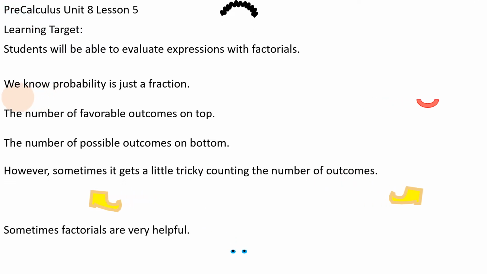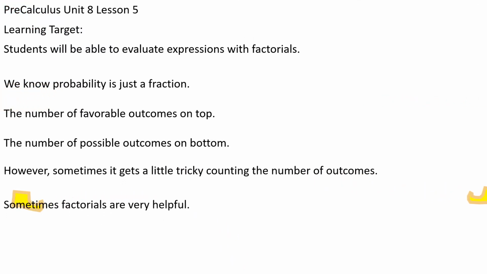Of course, we know when we're working with probability, we're looking at a ratio, right? That's the fancy name for fraction. And of course, we've got a numerator and a denominator. Those are the fancy words for the top and the bottom of the fraction. And we always want to be able to count the number of favorable outcomes, and we need to count the number of possible outcomes. And sometimes these numbers get a little bit tricky to count, or sometimes these numbers just get really big. And so factorials will help us out a little bit.